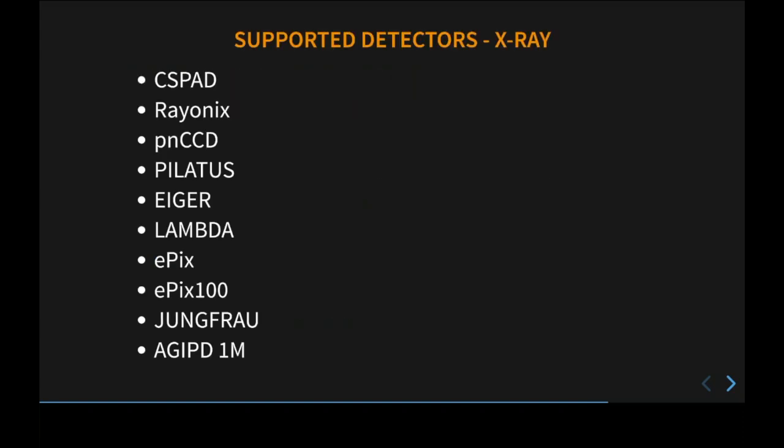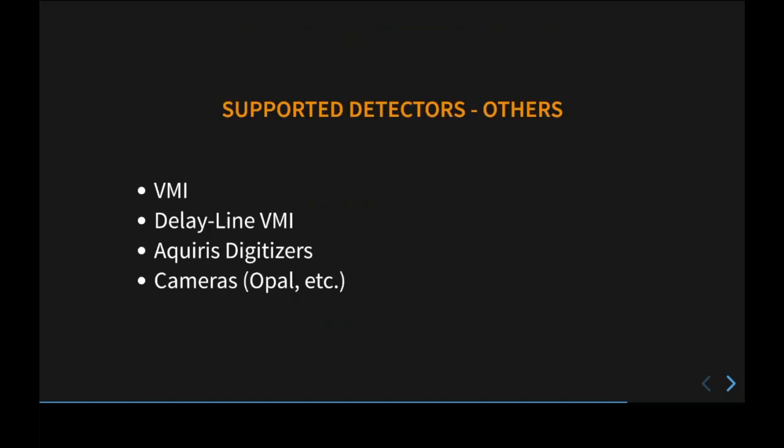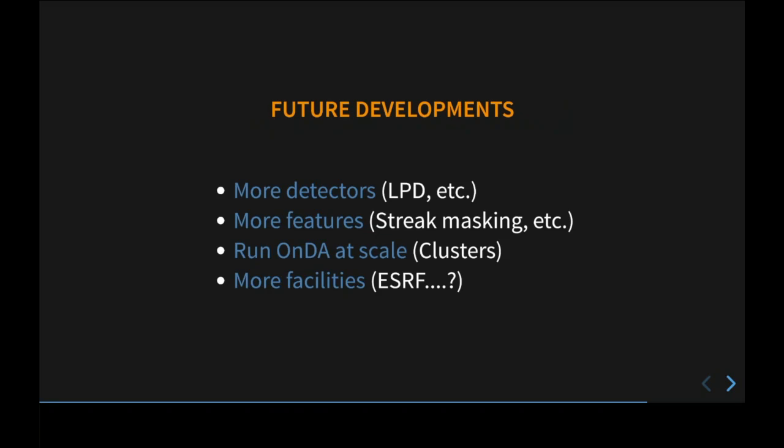We support a lot of detectors. There's no need to go through the laundry list, just to give you an idea that most of the detectors that are used for this kind of experiment are supported. Not only X-ray detectors, but also VMI detectors, digitizers, and cameras. And in the future, we want to add even more detectors and more features, for example, strict masking for crystallography. We would like to run ONDA at scale on clusters, and we heard this morning about Kubernetes. We are trying to see if we can run this at scale with thousands of nodes and at more facilities. For example, ESRF is not supported yet, as you can see.